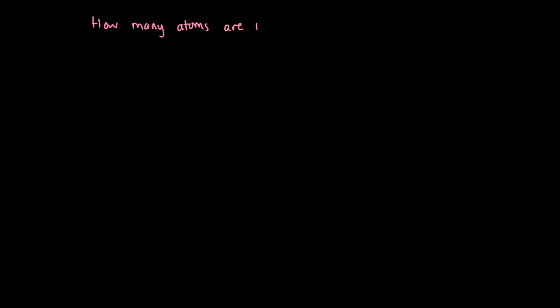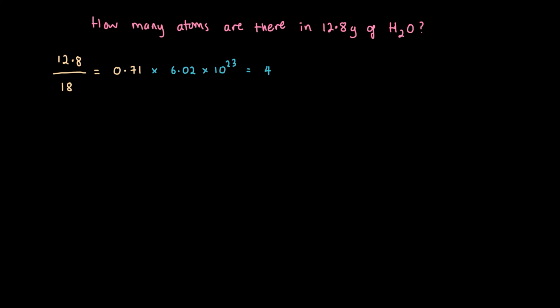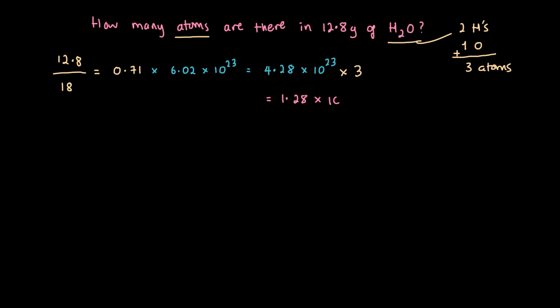How many atoms are in 12.8 grams of H2O? Calculate the moles first, which is mass divided by Mr. So 12.8 divided by 18, and we get 0.71 moles. Multiply this by Avogadro's constant, which is 6.02 times 10 to the power of 23, and we get 4.28 times 10 to the power of 23. Now this is how many molecules of water we've got, but we're asked to calculate the number of atoms. In water we have 3 atoms, 2 hydrogens and an oxygen, so we need to multiply our answer by 3. So we have 1.28 times 10 to the power of 24 atoms.